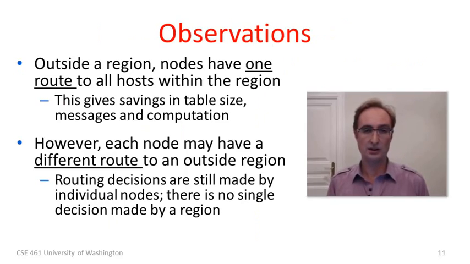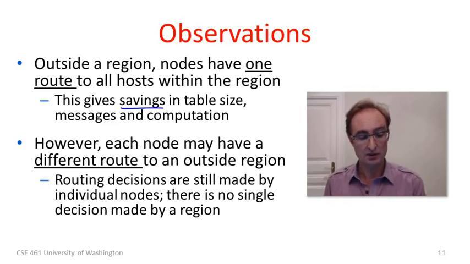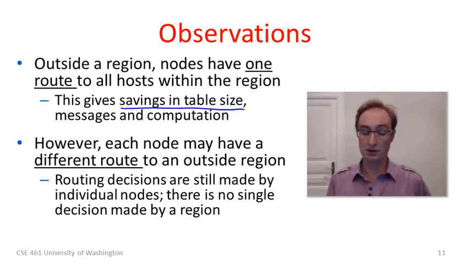And just to close on this, I'll make a couple of observations about hierarchical routing just to reinforce the concept. So the main concept here is that outside a region, every node has a route to all hosts within that region. We're hiding what's inside that region. We don't worry about it when we're far away. This is what gives us the savings in table size. They can be substantial. It's also a savings in terms of messages and computation. We also get benefits there, even though we didn't look at them in detail.